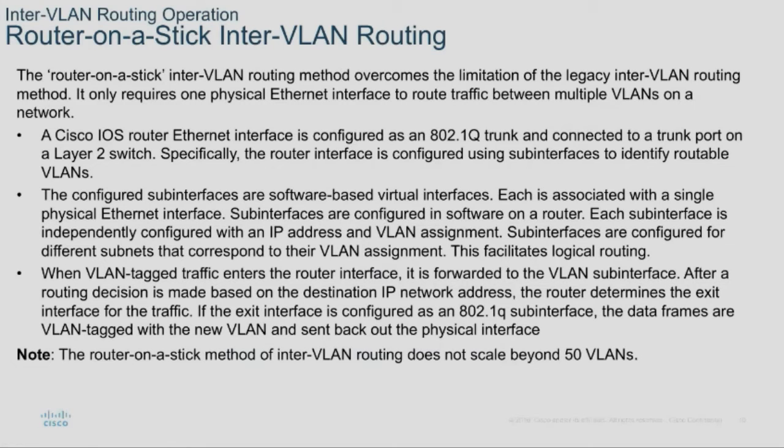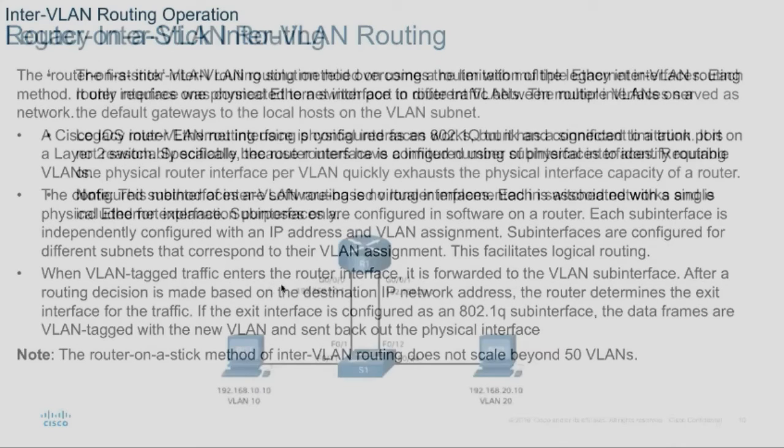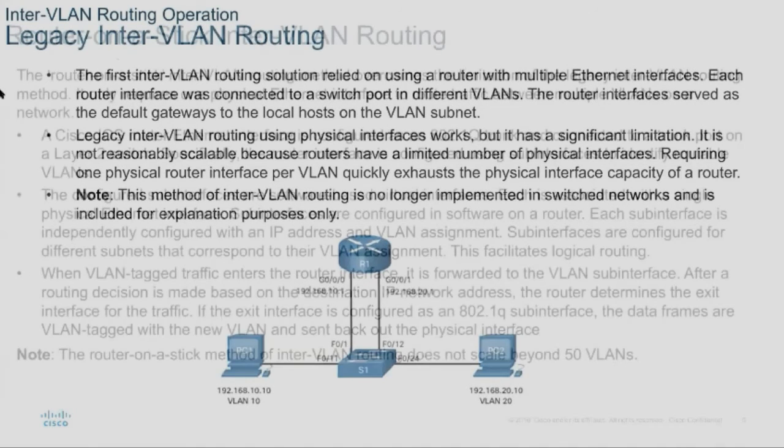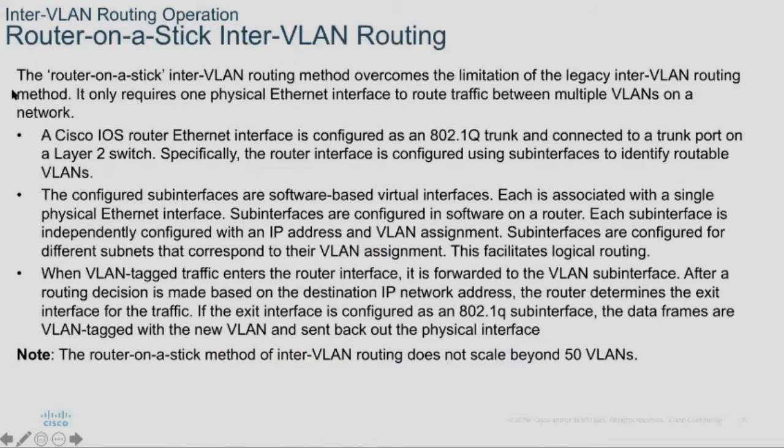So what is the acceptable solution to this? Because we do have a router in this, one of the acceptable solutions is router on a stick inter-VLAN routing. Router on a stick inter-VLAN routing overcomes one of the very major limitations, which was having physical cables connected to the physical ports of the switches. So it's not limited by the physical cables. It only requires one physical Ethernet interface to route the traffic between multiple VLANs. That's quite an advantage because you do not limit your communication by the number of ports you have on your switch or router.